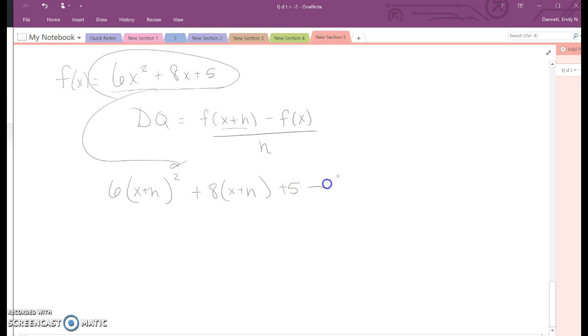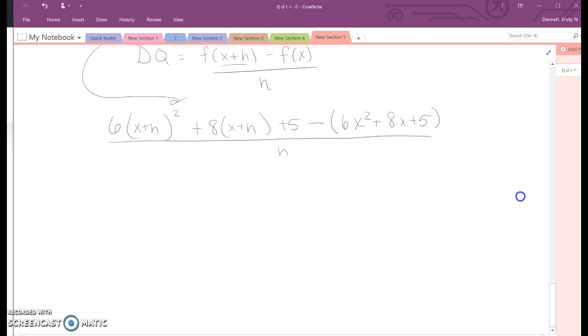Now we have minus an f of x. Now, to subtract the whole thing, I need to put the original in parentheses so that I remember to distribute that negative. And that's all over h. So now our job is to simplify this.